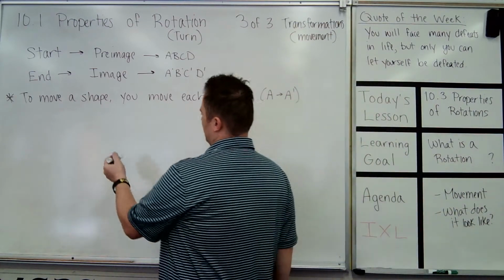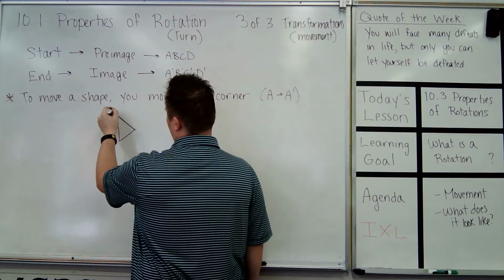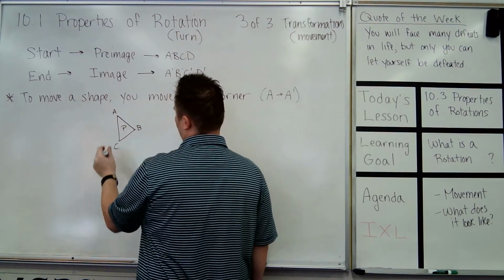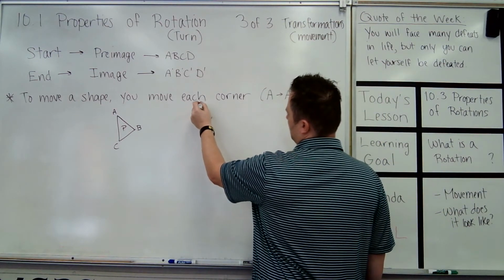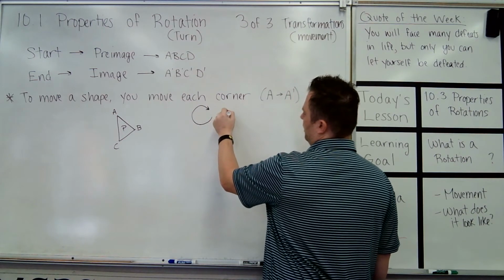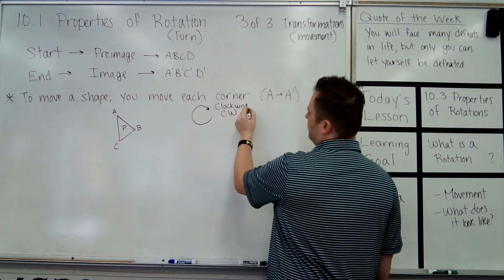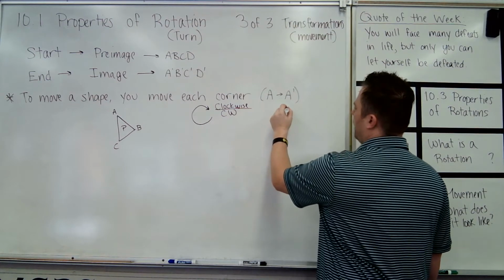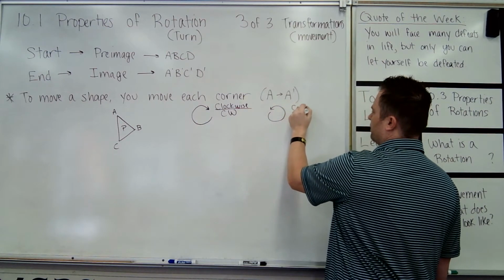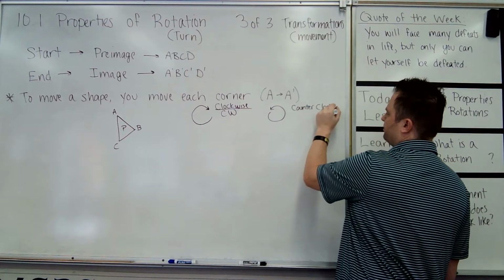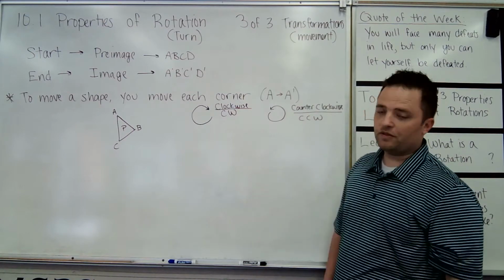So let's just say that we have a triangle like this. It's a small triangle. A, B, and C, and this is our pre-image. And we want to rotate it one of two ways. So we have a direction that goes like this, okay, and we'll call this clockwise, abbreviated CW. Clockwise is abbreviated CW, and then we have the opposite way a clock would go, like this, and this is called counterclockwise, also known as CCW, as an abbreviation.